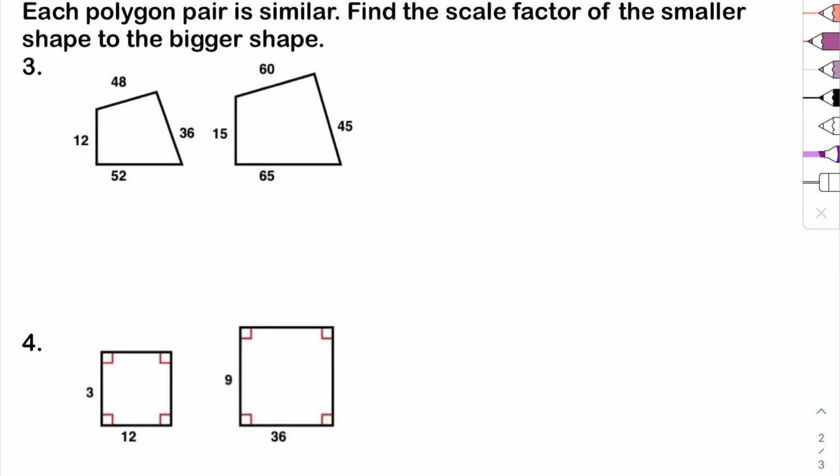So to find the scale factor, you are going to pick any pair of corresponding sides from your shapes. As long as they are in the same position, it should be a corresponding pair. So I'm going to pick the pair 48 and 60. These two sides are in the same position in the figure. Now we need to divide these to figure out what factor we would multiply 48 by to get 60. So again, we need a scale factor that indicates something is getting bigger. So to do that, we need to take 60 and divide it by 48.